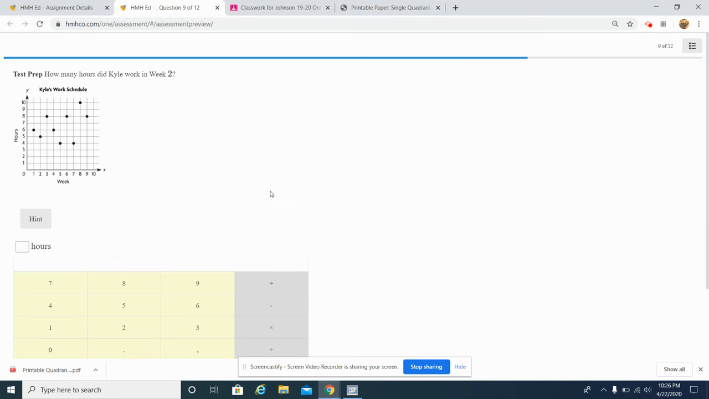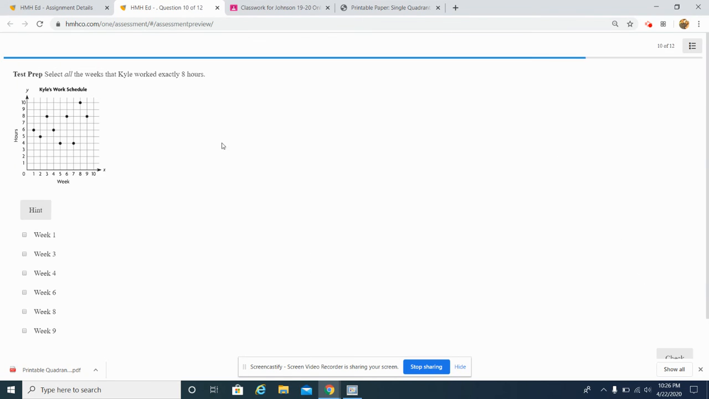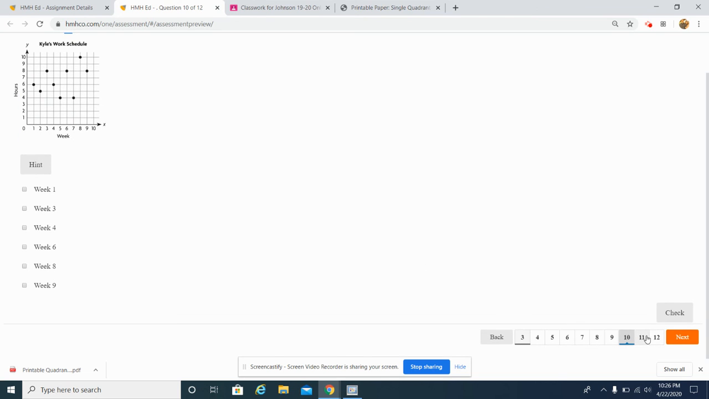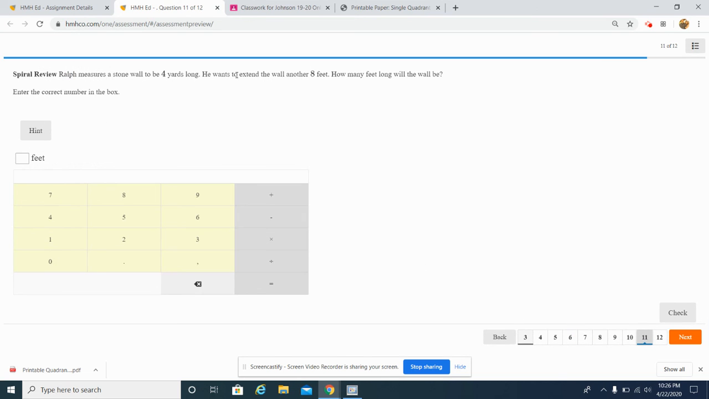It's like the fence. Okay, then how many hours did Kyle work in week 2? Well, we're going to find week 2, and we're going to find out how many hours he worked. Again, same thing. List all the weeks that Kyle worked exactly 8 hours. So we're going to go straight across the 8-hour mark and then see what weeks those are where it hit.